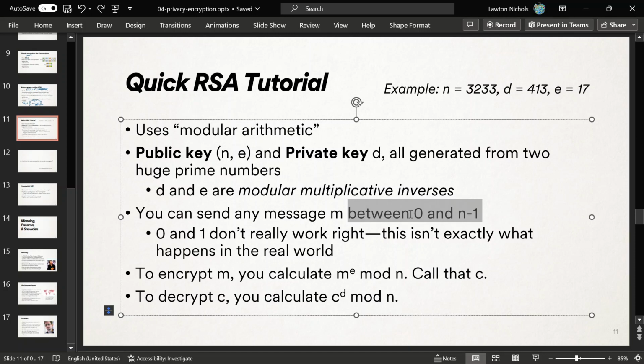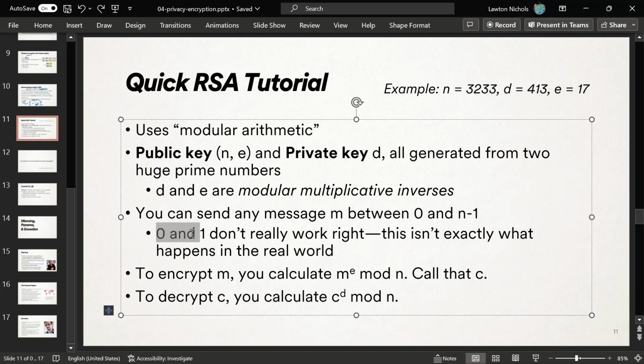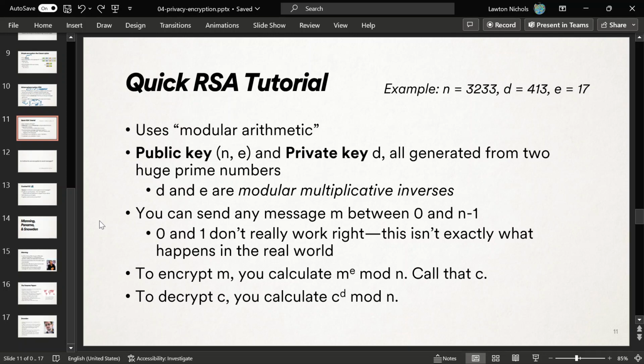A message must be a number as well, between 0 and N minus 1, because that's what you get when you take a remainder after dividing by this. So you can't send the message 0 and you can't send the message 1, for reasons. If you try this, it won't work. But you just make sure that never happens in the real world. So you have a message. You want to send something to somebody, and here's what happens. If you have a message M, let's say that we want to send the secret message 42 to somebody. So our message M is the number 42. Here is how you encrypt it.